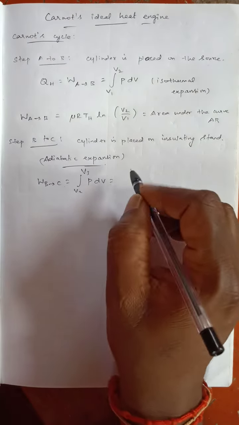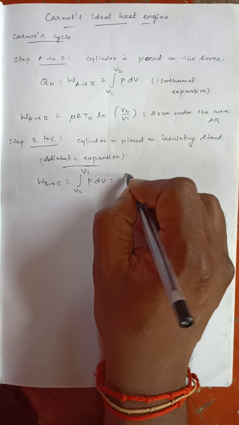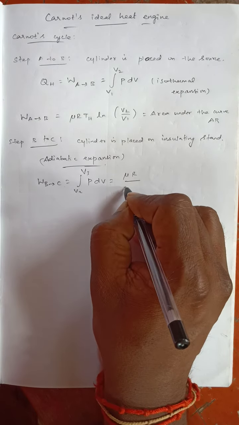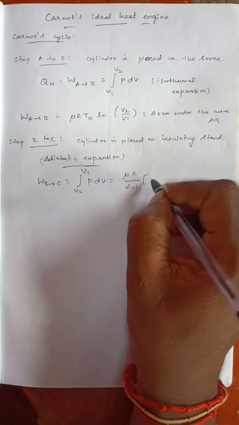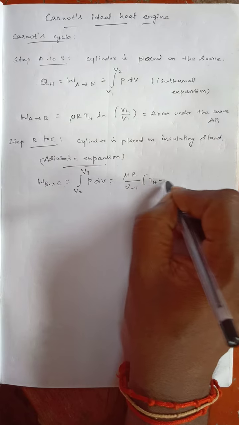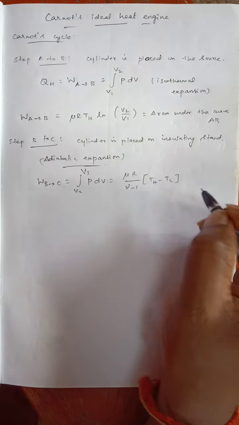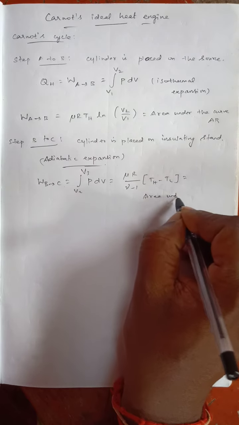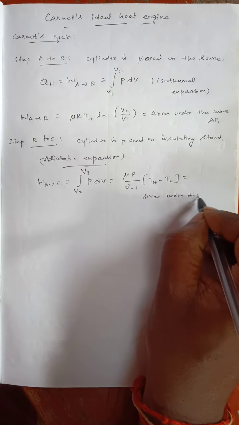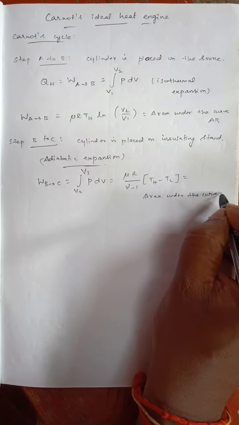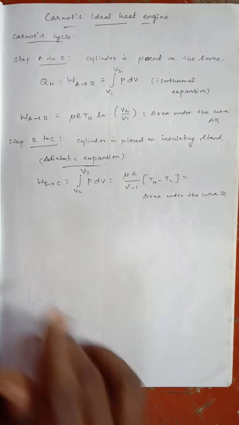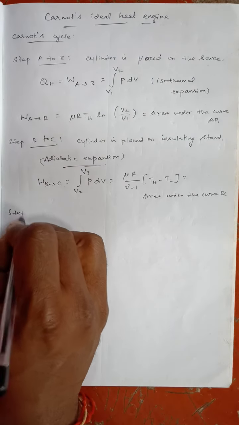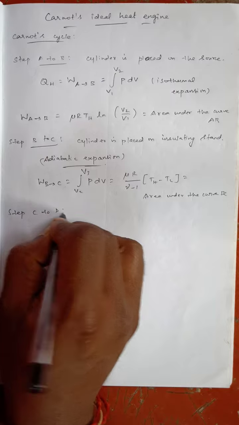For adiabatic, the formula is mu R by gamma minus 1 times the high temperature TH minus the low temperature TL. That is equal to the area under the curve BC. Similarly, for the third step, steps C to D.